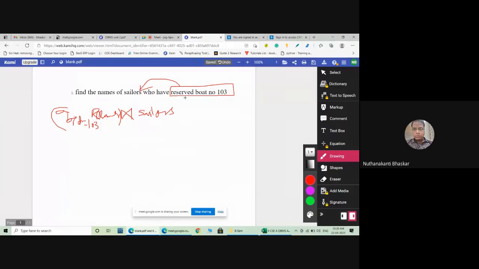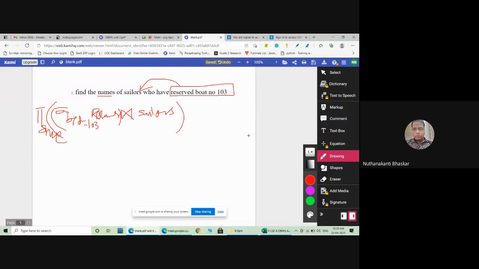Because I want to show the sailor names who have reserved boat number 103. Exactly. I find boat number 103 in the reserves and I join it with the sailors. Finally what I want to display is the sailor name, that's why pi of S name. Understand? Have you understood this?